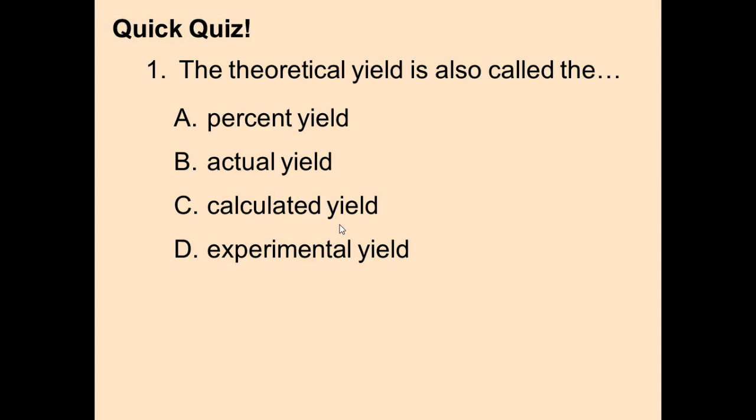So here, the theoretical yield is also called A, the percent yield, B, the actual yield, C, the calculated yield, or D, the experimental yield. So theoretical yield, if you remember, theoretical is sort of like what's calculated. So theoretical physics is all about what's being calculated. So theoretical yield is, remember that stuff we did with the math formula. And so if you think about it, we're just doing calculations. So theoretical yield is also known as the calculated yield because it has to do with all those math formulas, and that's what we calculated using formulas.